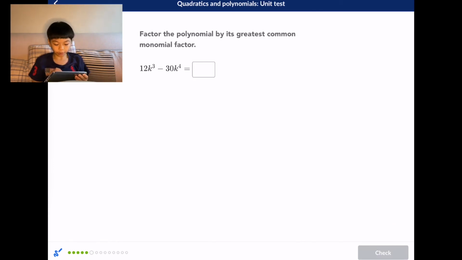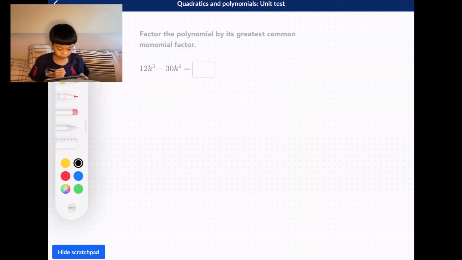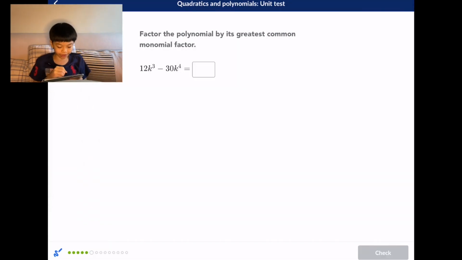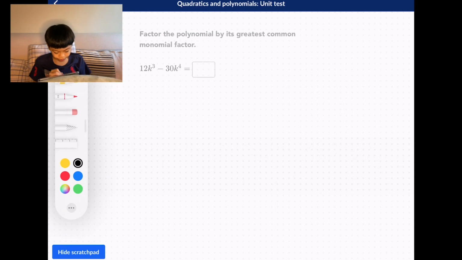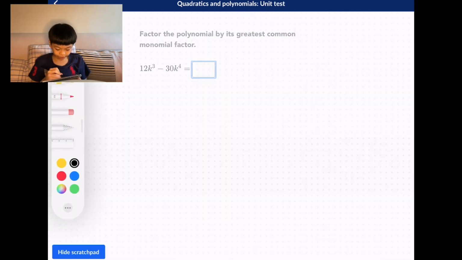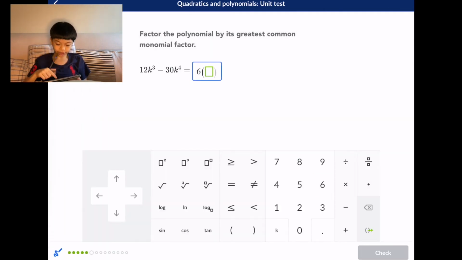Factor the polynomial by its greatest common monomial factor. Let's see, what are the factors of this? 6 is a common factor, so we can put a 6 over here, and then we put a bracket. No, that's not the common factor. 6k to the power of 3 is the common factor.